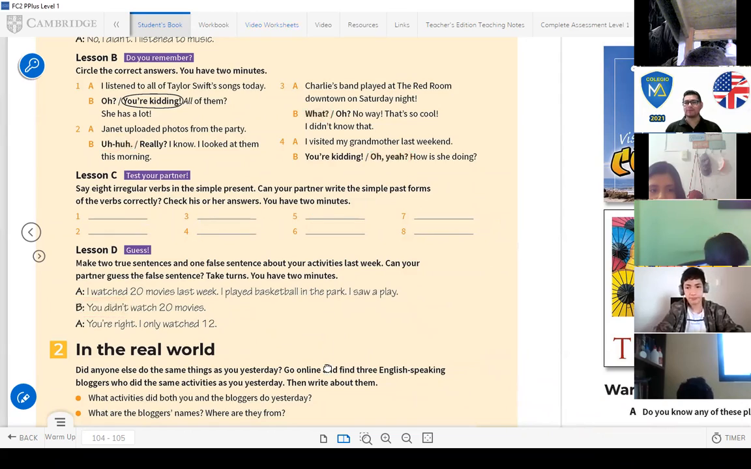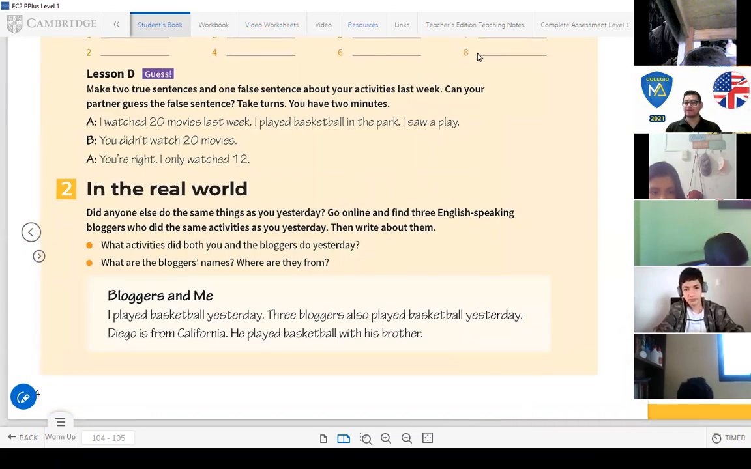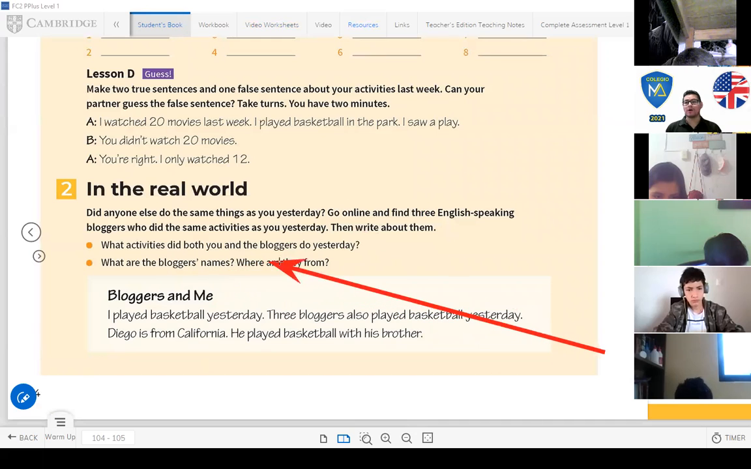What does it say in the next part? In the real world. What do we have here? It says, in the real world, did anyone else do the same thing as you yesterday? Go online and find 3 English-speaking bloggers who did the same activities as yesterday. Then write about them. For example, what activities did both you and the bloggers do yesterday? What are the bloggers' names and where are they from?